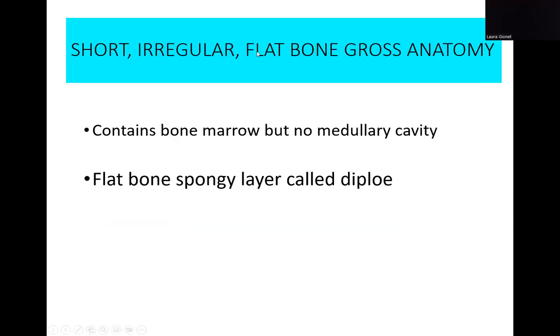Okay, again, short, irregular, flat bone gross anatomy. Contains bone marrow, but no medullary cavity. So again, it was that bone sandwich. You had compact bone to the outside, to the inside, and then spongy bone found in between, or the diploë, found in between, like we saw in that parietal bone.